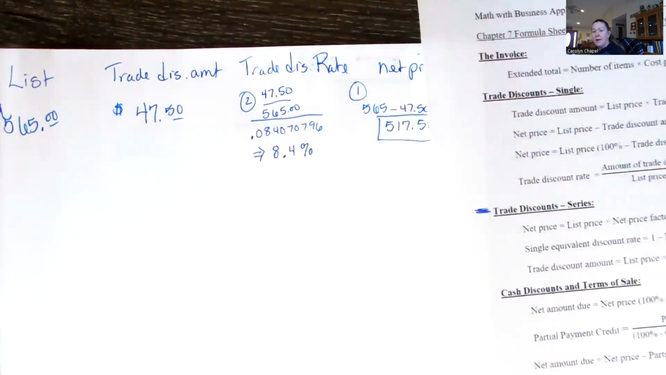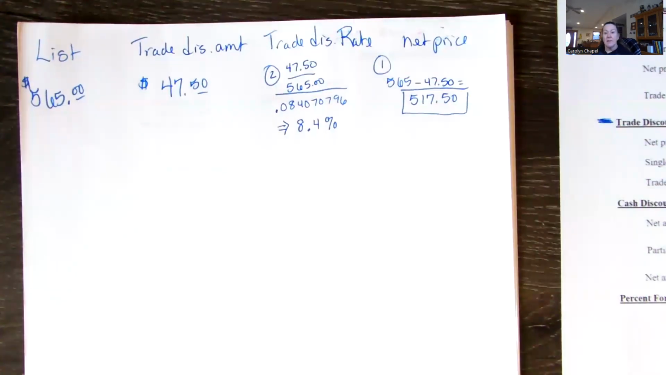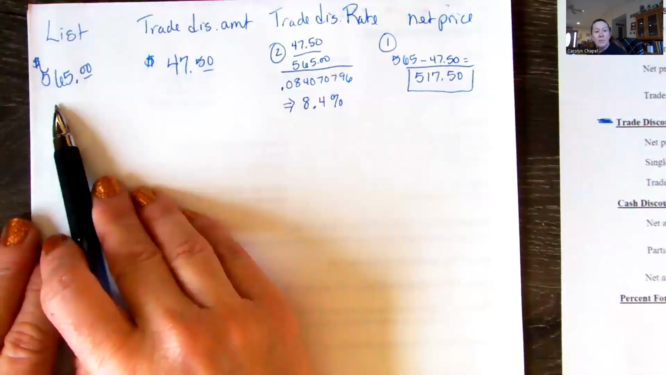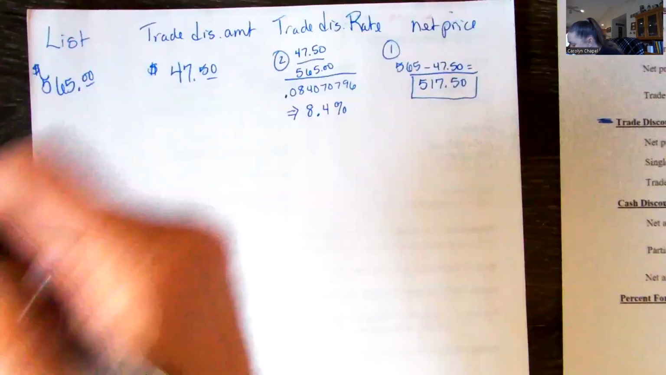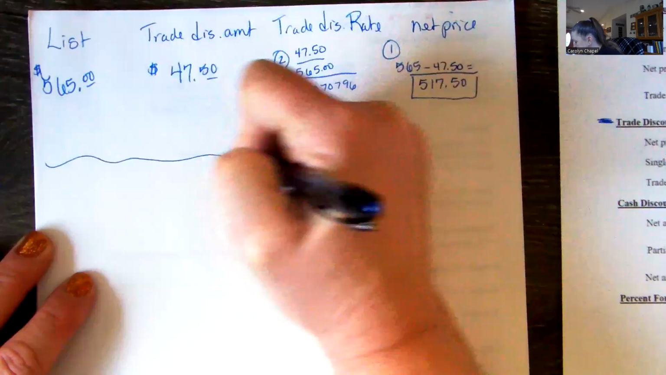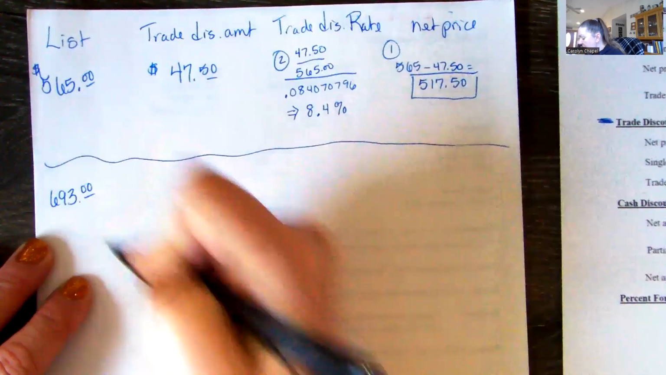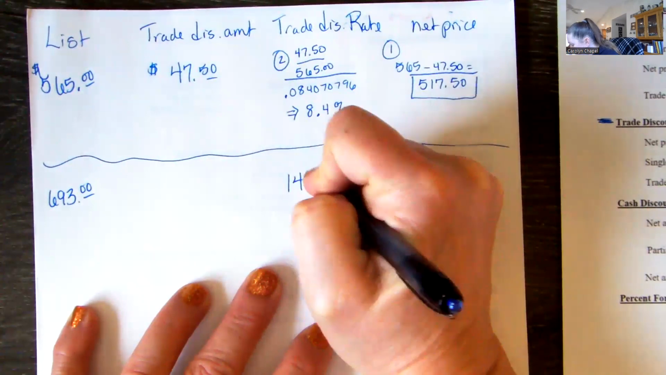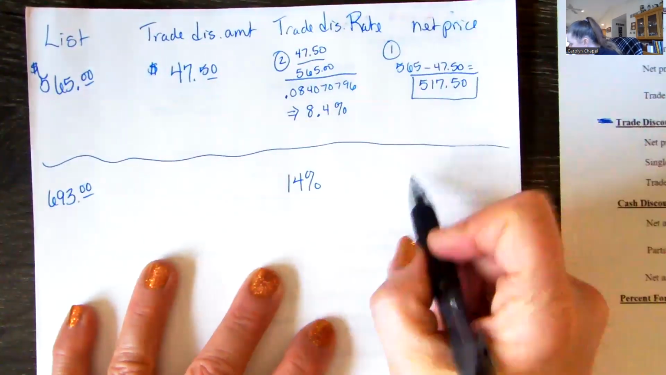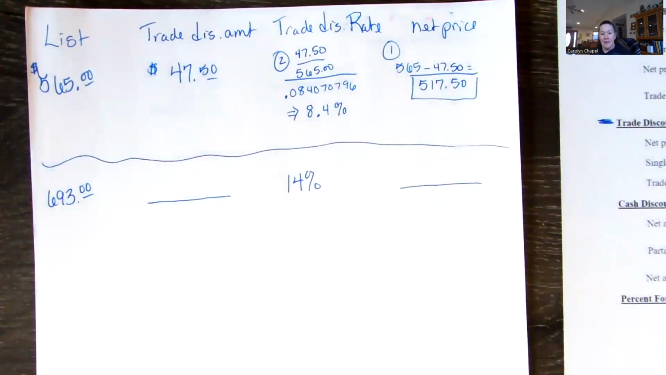All right, let's do another one. I can give you probably any two of these pieces, and we should be able to find the other two. So that time I gave you the list price and the trade discount amount. So let's say I give you the list price, and we'll make that a $693. And I tell you the trade discount rate is 14%. Okay, and again, I want to find my net price, and I want to find that trade discount amount.